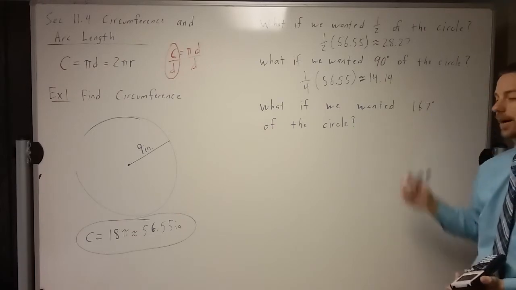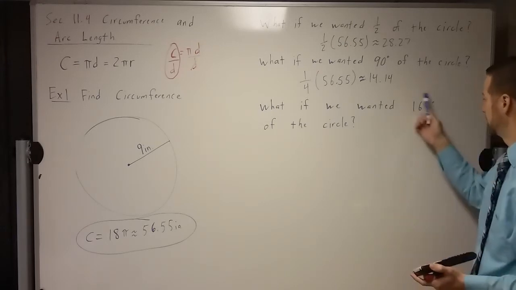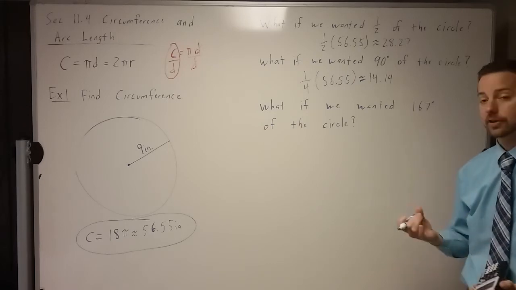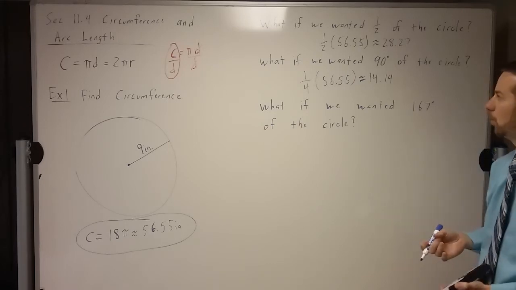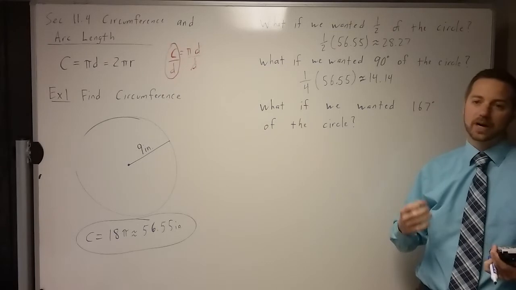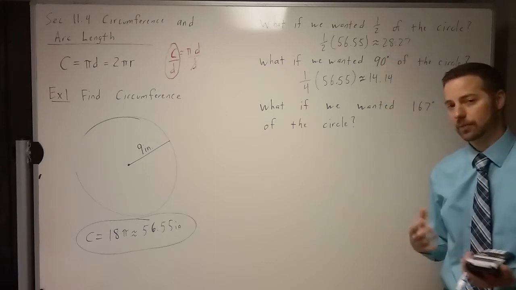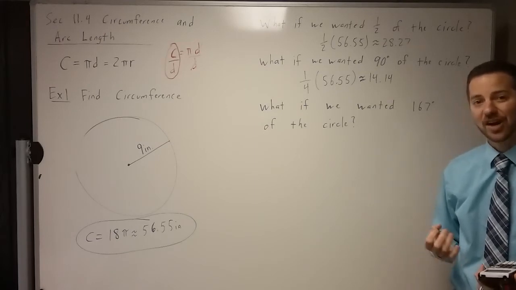Now let's go with a slightly more complicated degree measure. What if I used 167 degrees of the circle? Well, now we're not using half, we're not using a quarter. Half would be 180 degrees, a quarter would be 90 degrees. It's somewhere between those two, but it's not a nice fraction.